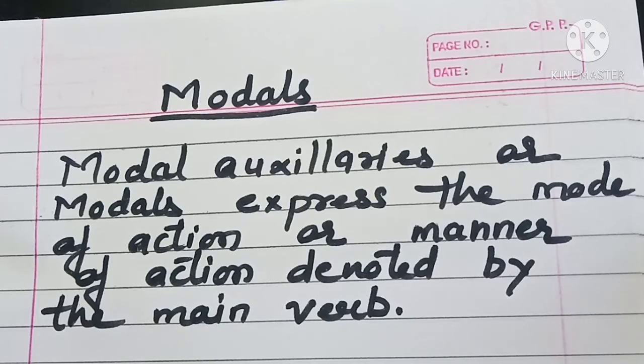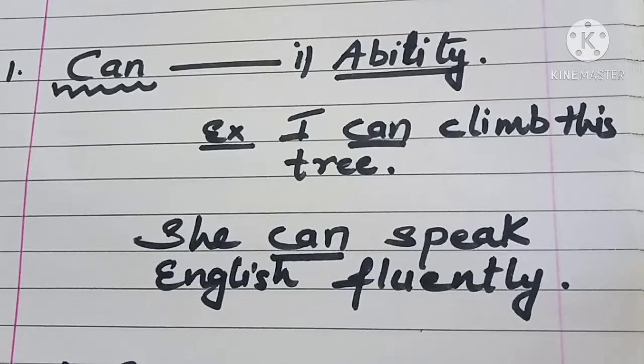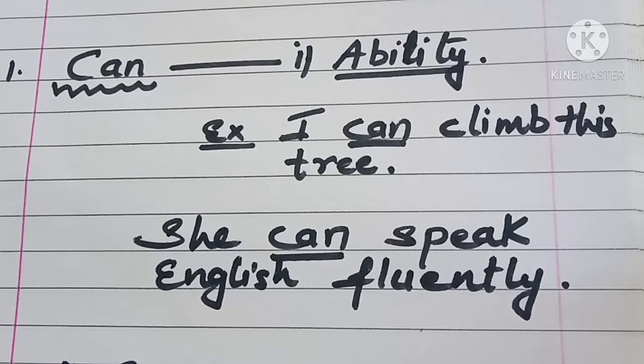Now we'll take some of the modal verbs today, and I'll explain to you how they work. The first modal auxiliary is can. Can expresses a number of modes of action. The first mode of action is ability. Ability means to be able to or know how to. If someone says that I am able to do this, it means he can do this. So in this way we can use can to express ability.